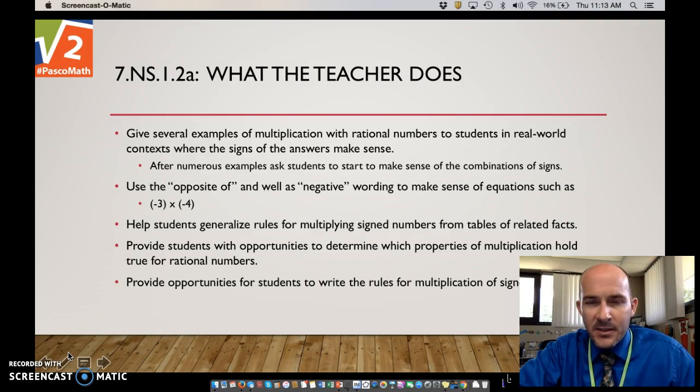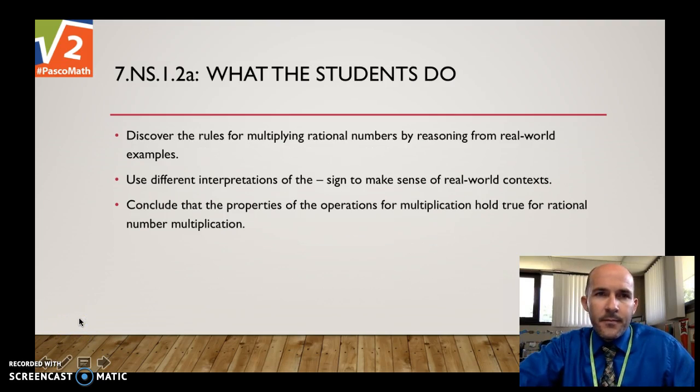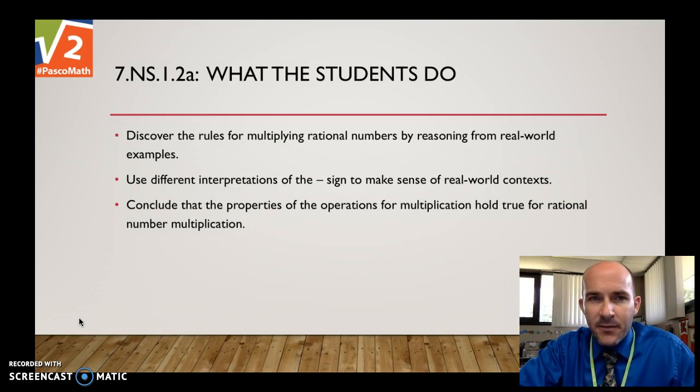Again, with multiple examples, have them develop the rules. Provide students with opportunities to determine which properties of multiplication hold true for rational numbers. And then provide opportunities for students to write the rules of multiplication of signed numbers. After they conceptually understand what's going on, we want them to process that in some sort of written form. Students will be discovering the rules for multiplying rational numbers by reasoning from real-world examples from context. They use different interpretations of the negative sign to make sense of the context and conclude that the properties of operations for multiplication hold true for rational numbers.